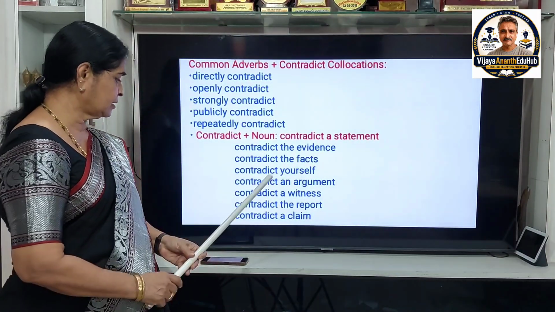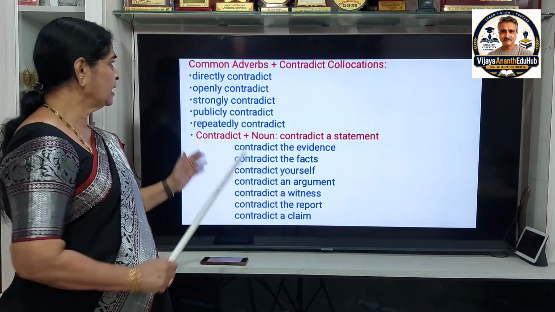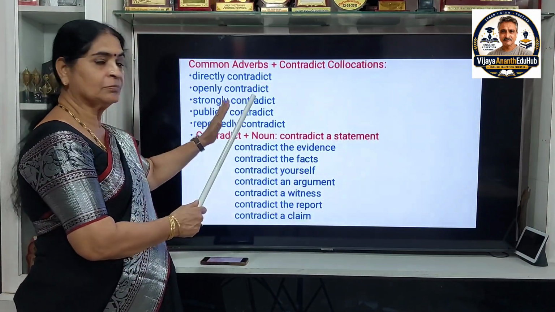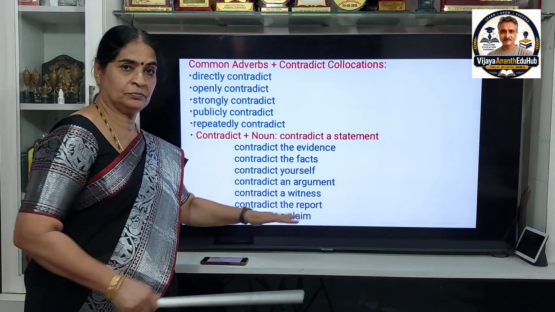Okay, here and here, the structure is changed, so I have shown you separately. Here the structure is adverb plus contradict. Here it is contradict plus a noun.